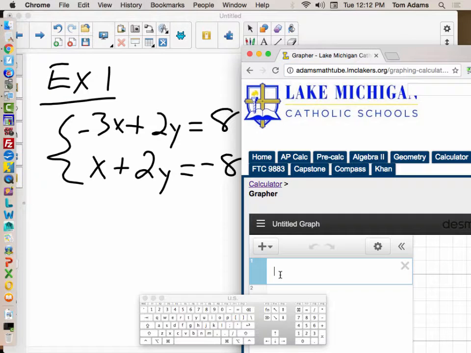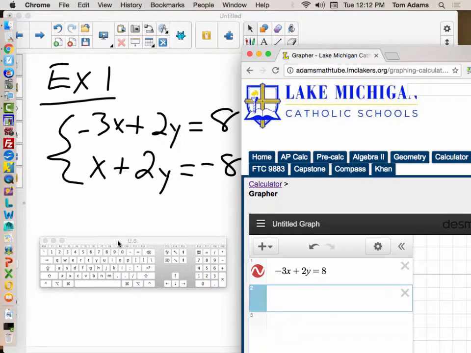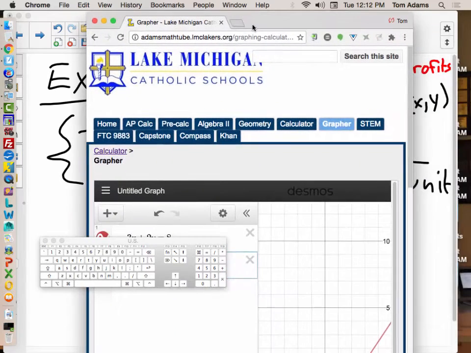Okay, so now I'm just going to type that in there. So I've got negative 3x plus 2y is equal to 8. Okay, so that's one. And then the next graph I'm going to plug in is x plus 2y is equal to negative 8. I just want to make sure, check my graphs real quick. Does that look right, guys? Yep. All right, cool. So now I'm going to slide this up so I can look at it.